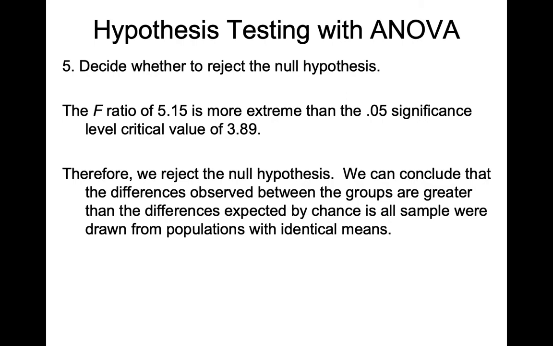Okay? So what we've done is we have shown that there is simply too much variability between the means to accept the null hypothesis that all of those means are drawn from populations that have an identical mean. There's too much variability there. So we are going to reject the null hypothesis. Recall that the null hypothesis was that mu1 is equal to mu2 is equal to mu3. So that's what we're rejecting. And we're saying essentially that those means are not all equal.